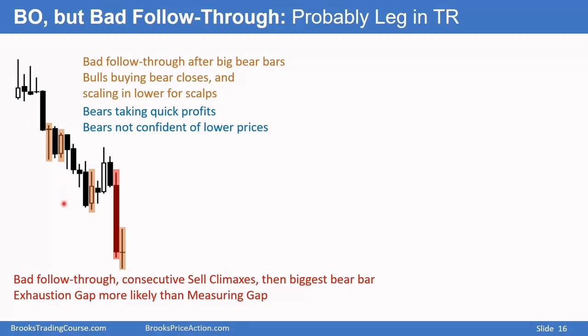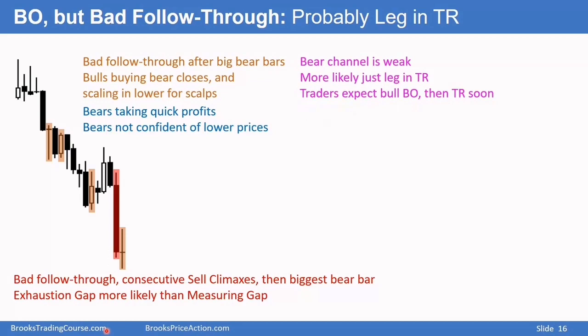If it's a trading range, you have to assume that the market will go above resistance, and obvious resistance is this low. Probably an exhaustion gap. The biggest bear bar, 20 bars into a bear trend. The bear trend not all that strong. More likely a bear leg in what will become a trading range. Traders expect a bull breakout and then a trading range.